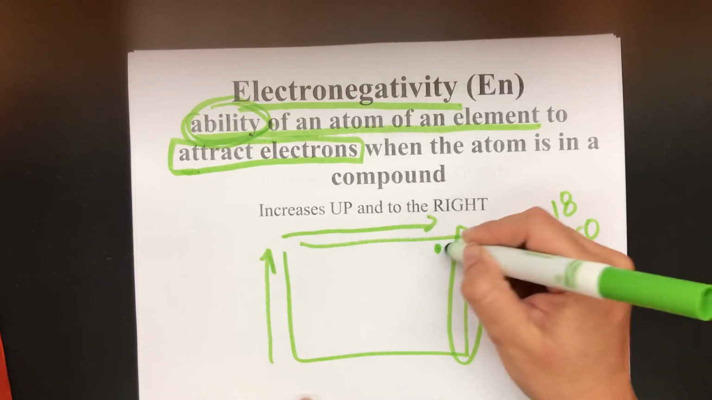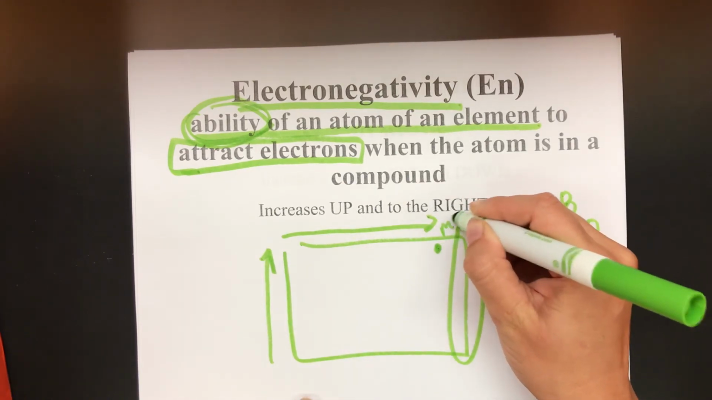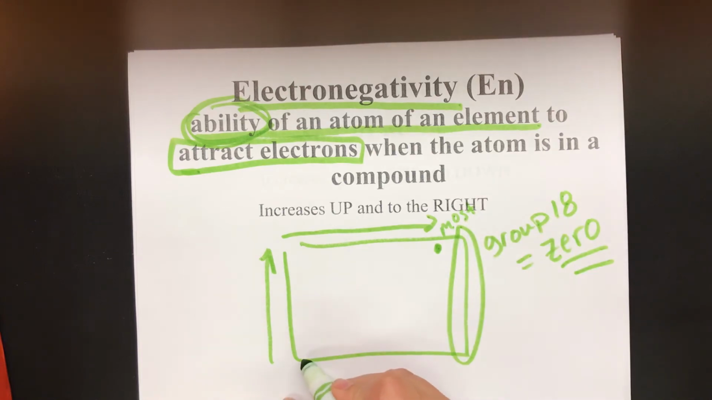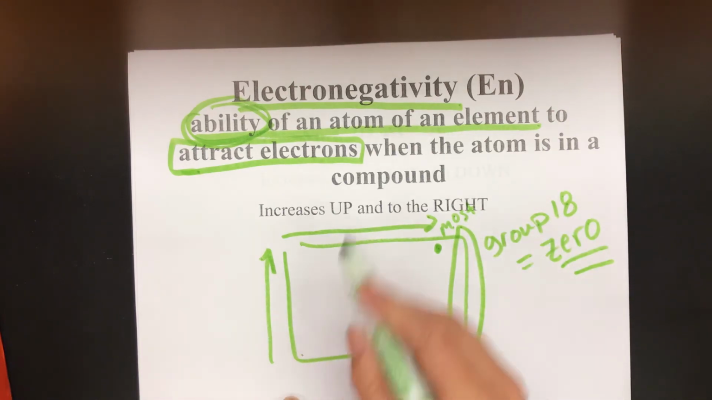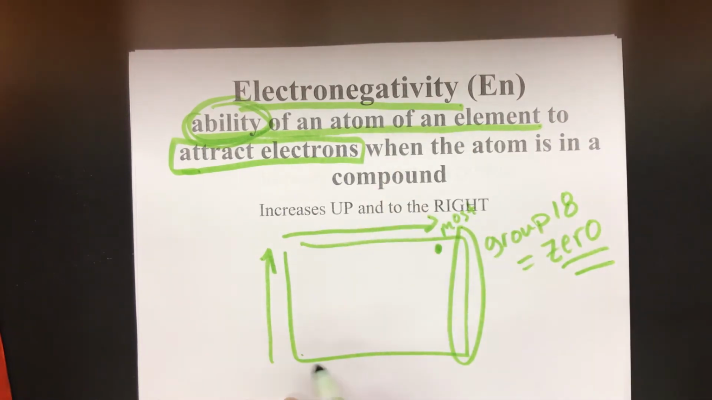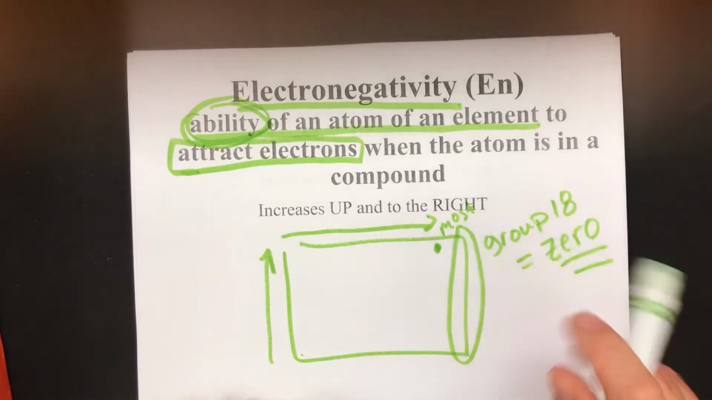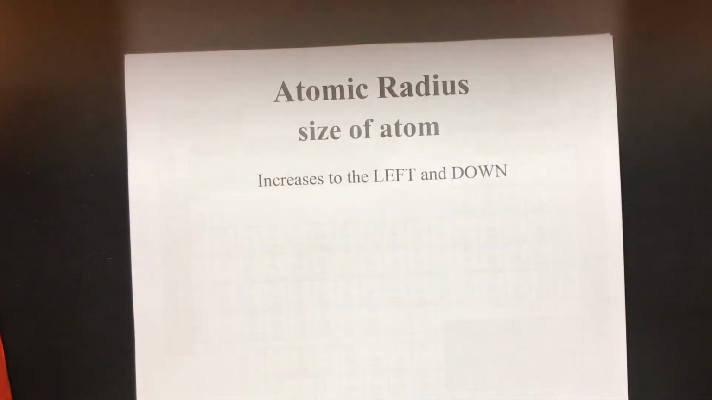Again, furthest has the most. So this guy down here has hardly any at all. He's tiny when it comes to electronegativity. He can barely attract anything. All right, so most unattractive atom is that one right there. Most attractive is fluorine up at the top.